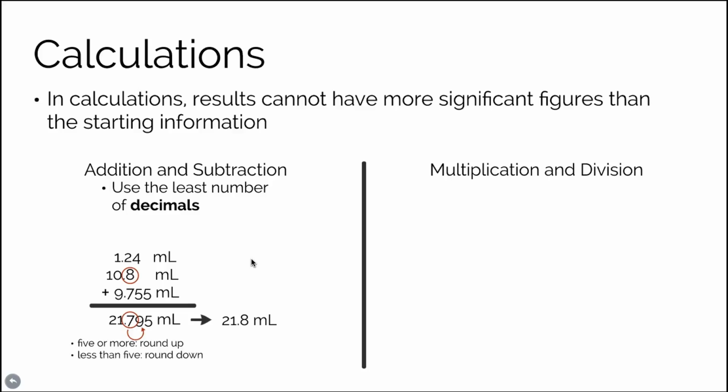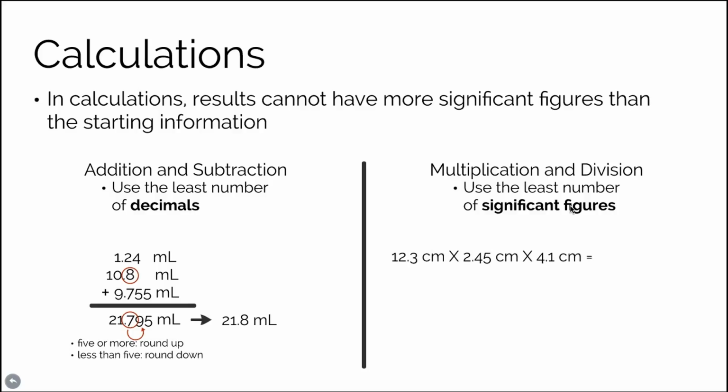All right, next, let's look at the multiplication and division example. For the rule for this one, you don't really care about how many decimals there are, but you want to focus on how many significant figures each number has. So let's look at what that means.